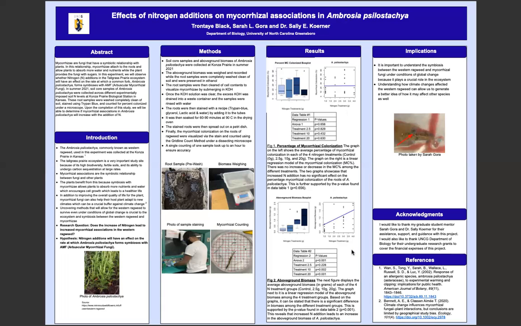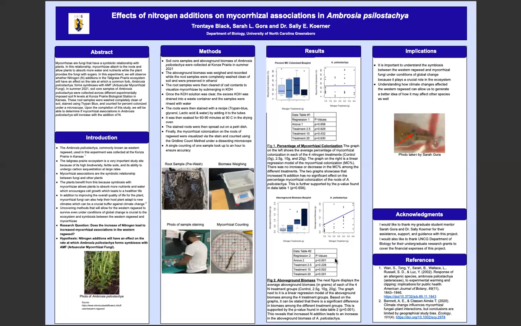Now moving down to figure 2, it focuses on the above ground biomass. The first graph on the top left is another box plot that displays the average above ground biomass in grams of each of the 4 treatment groups. The graph next to it is another linear regression model of the same 4 treatment groups. The data table below, once again, displays the p-value of the experiment as well as the p-values for each of the 3 treatment groups.